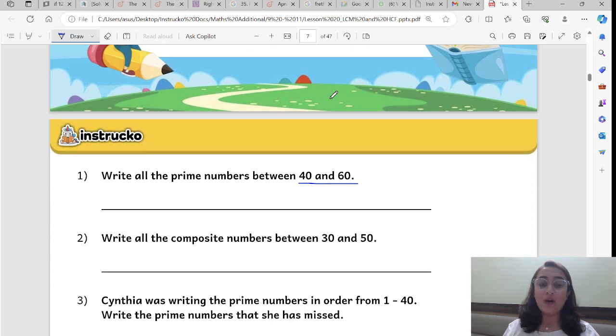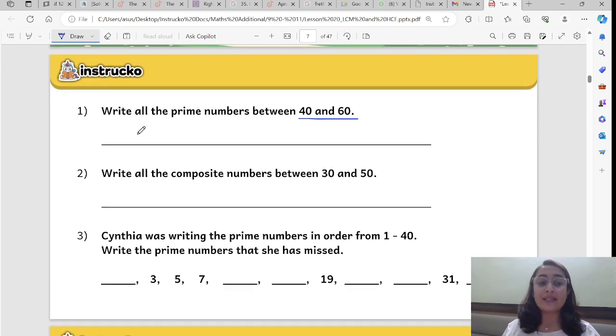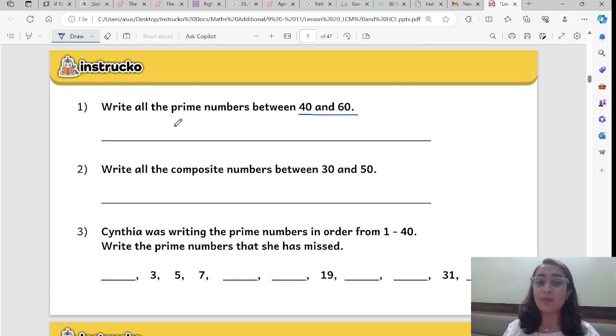Okay, now let's come to the question. This question says write all the prime numbers between 40 and 60. So 40 is even, 60 is even. They both cannot be prime. Okay, now let's start from 41. So 41 is not part of any table. 41 is not divisible by any other number except 1 and 41. That is why 41 is a prime number.